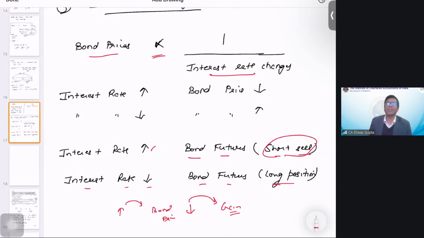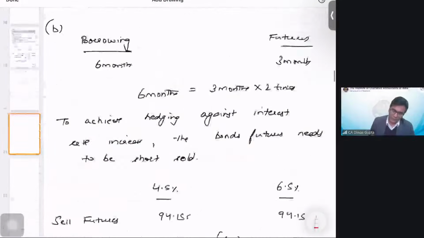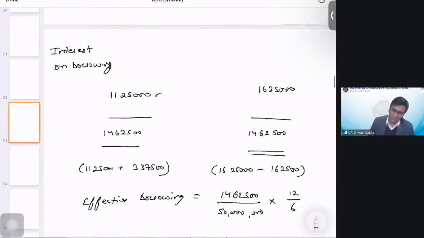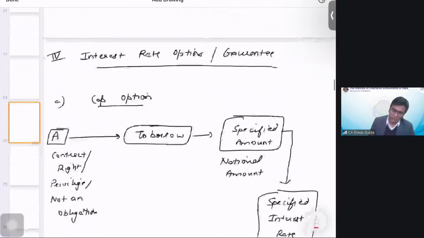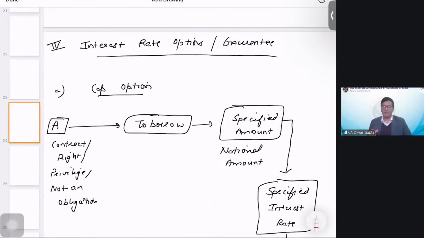So students, you might be thinking, why are we relating the interest rate futures to bonds? The reason being, in the market there is no specific product on the bonds futures. Sorry, there is no specific product on the interest rate futures. The specific product is always on the bonds futures. Okay, perfect. So this is what interest rate futures are.